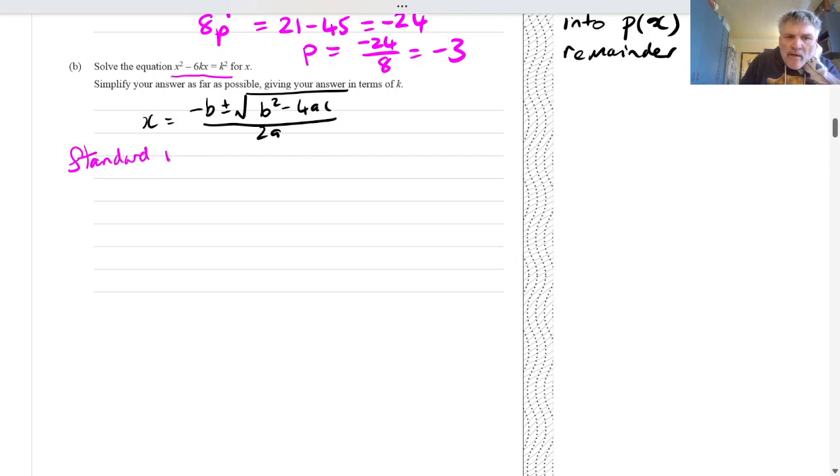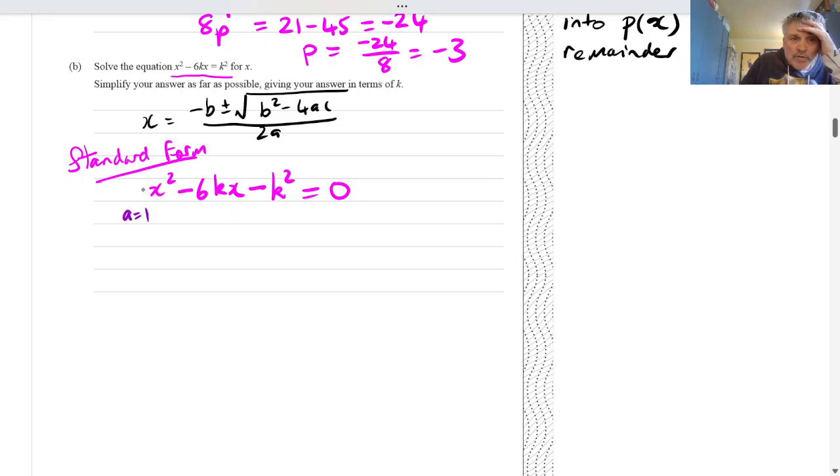Standard form just means write all of the terms on one side of the equation equal to 0. So we've got x squared minus 6kx already on the left-hand side. We just shift the k squared by subtracting from both sides, and we'll get this equal to 0. And this tells us that a is equal to 1. We don't write the 1 in usually. b is equal to negative 6k, and c is equal to negative k squared. These are the coefficients of the x squared, the x, and the constant term, respectively.